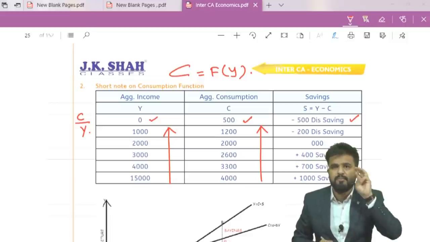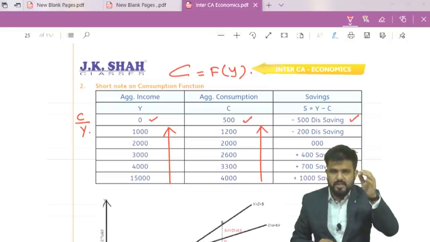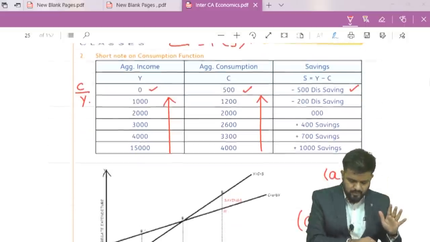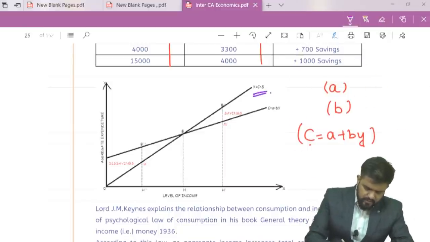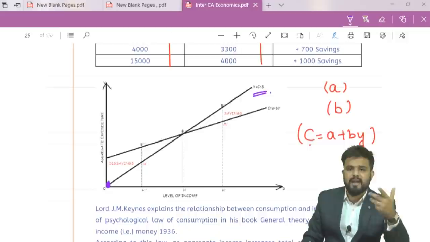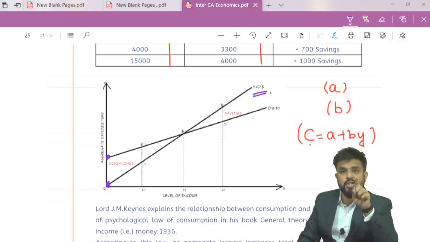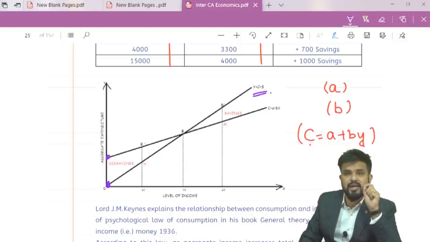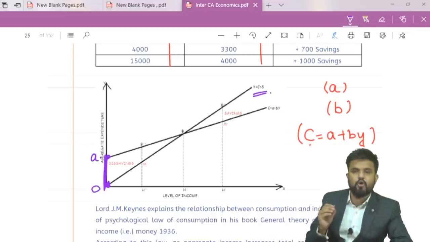So in the diagram, three things you will be able to see: savings are zero, savings are positive, savings are negative. So look at the diagram. Diagram is very simple. This is your income line starting from the origin, because income can become zero. This is your consumption. Consumption line is not starting from the origin, because consumption can never become zero. So this gap, I would put it as OA. This gap OA is your autonomous consumption.